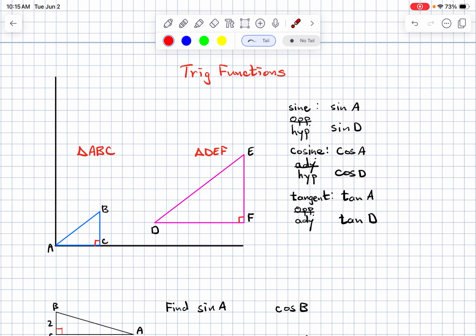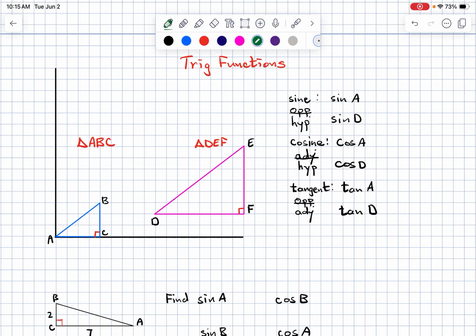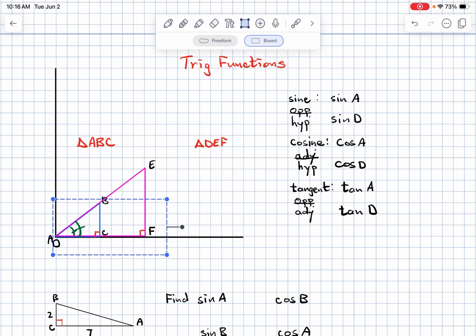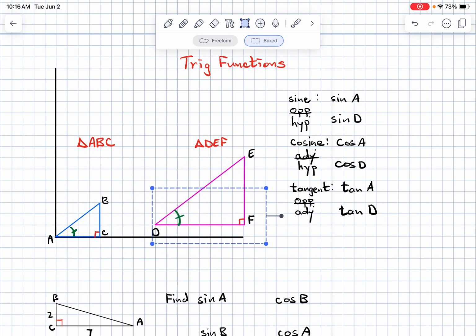Now, I want to draw your attention to something. Notice that in both cases we have an angle here and an angle here, and those angles are the same. All I did was increase the length of the sides. You could say, let's move this triangle over here, and you can see that, indeed, those are the same angles.